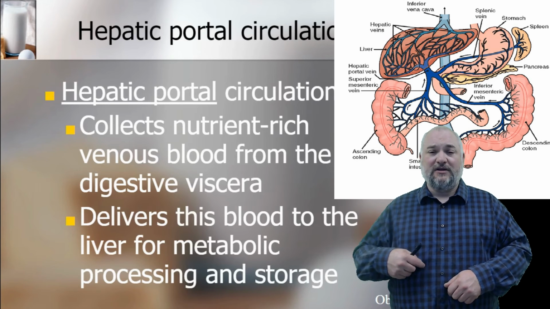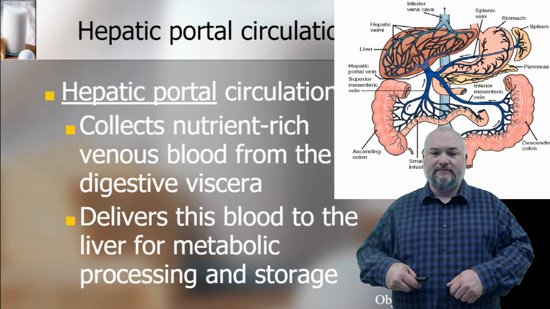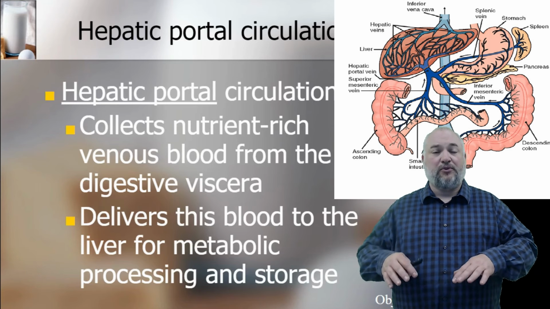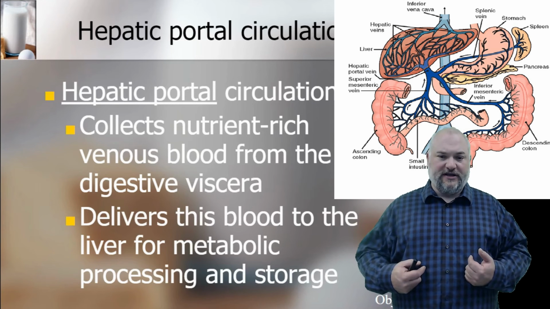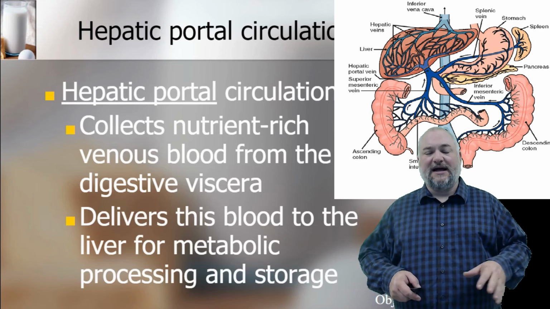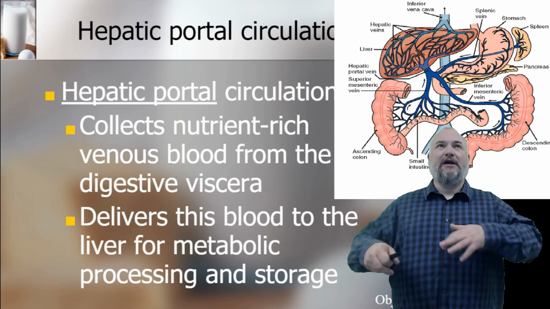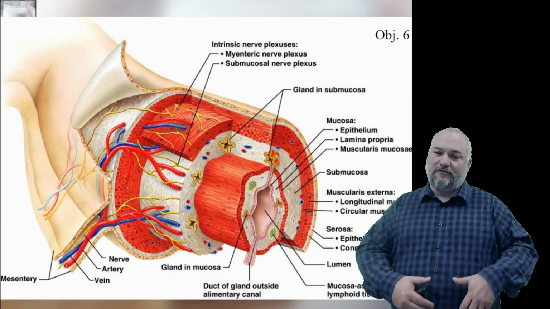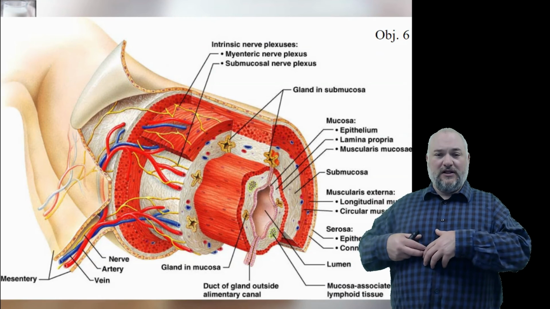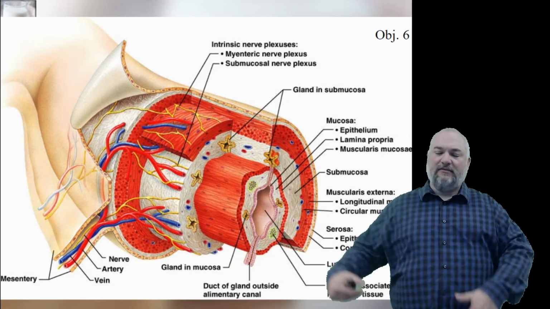So the liver can do a little bit of pre-metabolic processing and storage before the blood gets into the rest of your circulation. It can also help take care of some of the toxins in there before they get spread further around your body. So that blood takes a slight detour from the intestines to the liver and then enters the rest of the circulatory system.